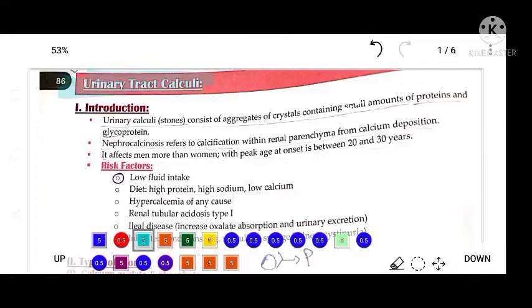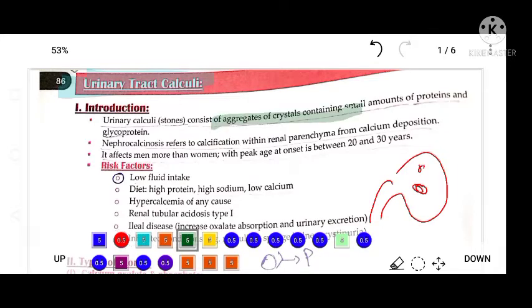Okay, so renal tract calculi are kidney stones. The stones consist of aggregates of crystals containing a small amount of proteins and glycoproteins. Nephrocalcinosis is calcification within the renal parenchyma from calcium deposits. It affects men more than women. Men are more prone to develop kidney stones between the ages of 20 and 30 years.